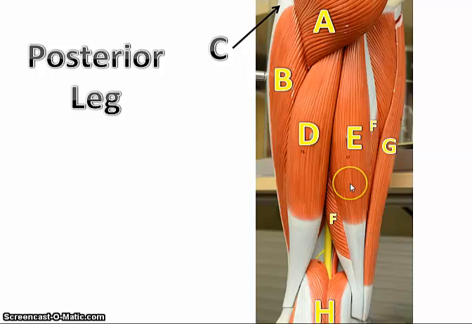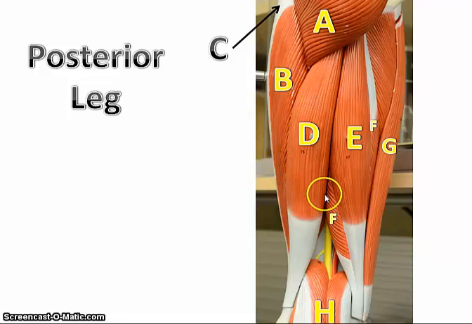Now let's look at the posterior aspect of the leg. Again, you want to make sure that you have your medial and lateral correct when you look at this. So here, remember that iliotibial tract, that's going to give you a hint that that's the lateral portion. So there's your iliotibial tract. Here's your gluteus maximus, which we've talked about already. This right here is actually the vastus lateralis from the quadricep group.